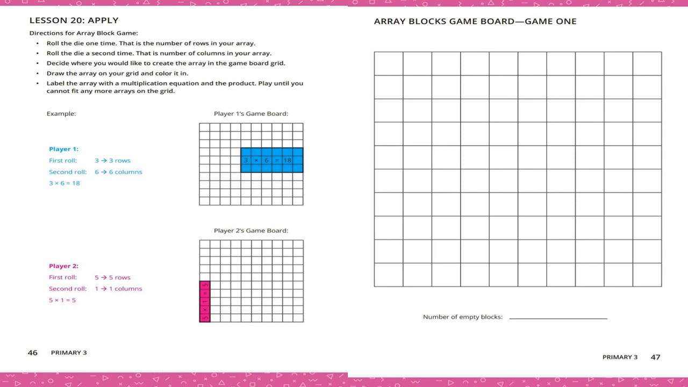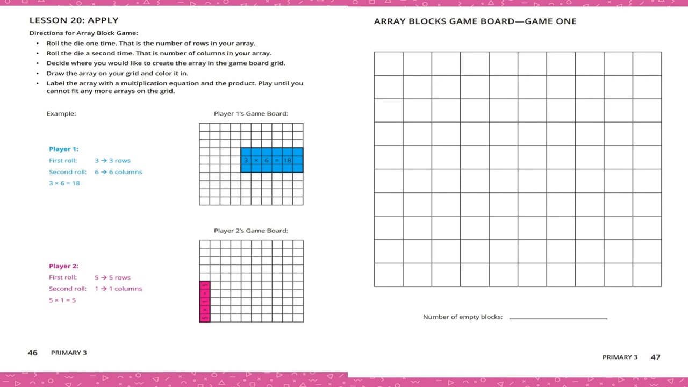Now, page 46 and 47. Lesson 20. For array block game, roll the die 1 time. That is the number of rows in your array. Roll the die a second time. That is the number of columns in your array.